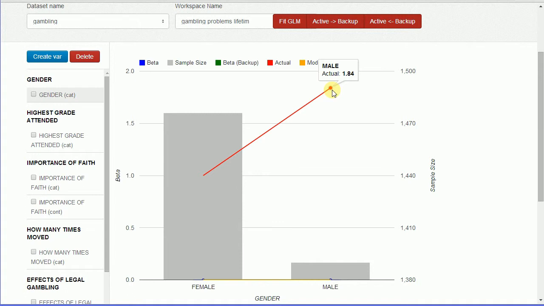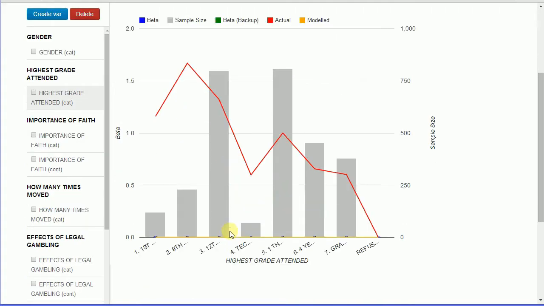If all we were interested in was each one-way relationship between the predictors and the response, then we could stop here. But this would be very misleading because the predictor variables might be correlated with each other. So let's look at highest grade attended. The categories are the individual finished in 1st through 8th grade, 9th through 11th grade, 12th grade, technical school, 1 through 3 years of college, 4 years of college, and continued on to graduate and professional school, and that they refused to answer the question.